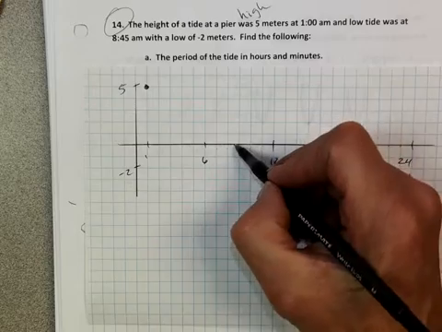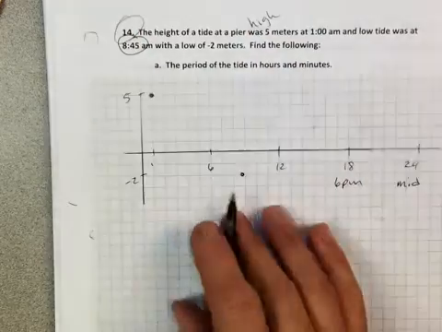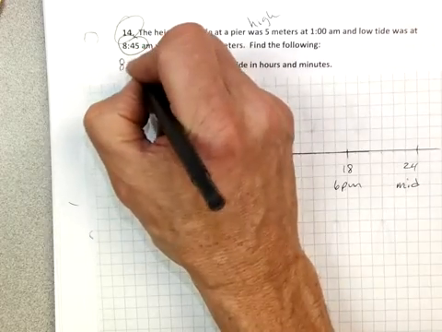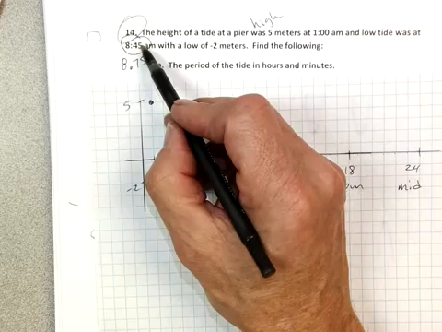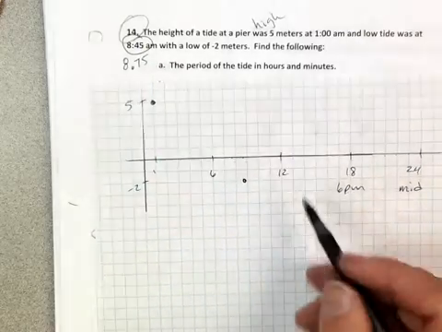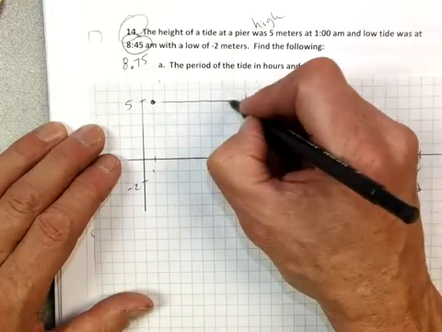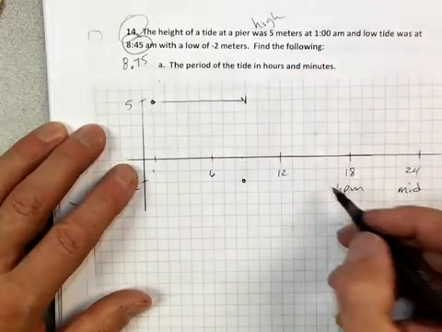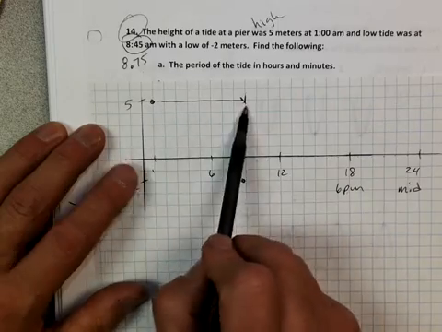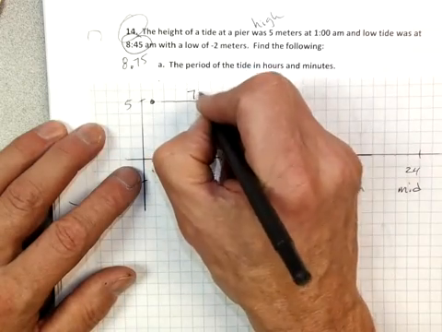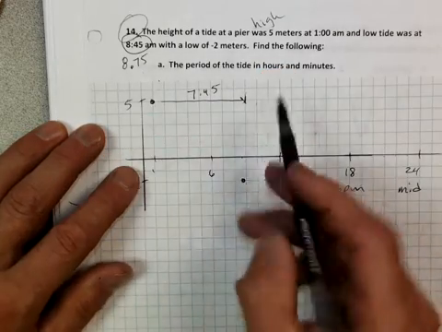8:45 is -2. One thing that's going to help me is I'm going to change this number to a decimal, 8.75, because we have 3/4, and it's a decimal. Now, what is the time or the distance from here to here? From high tide to low tide is going to be going from 1 to 8:45. So this is 7:45 is the length, the time it takes to go from high tide to low tide.